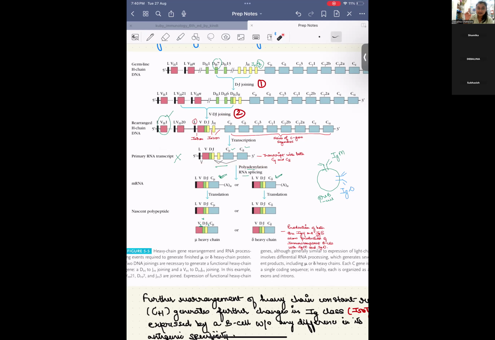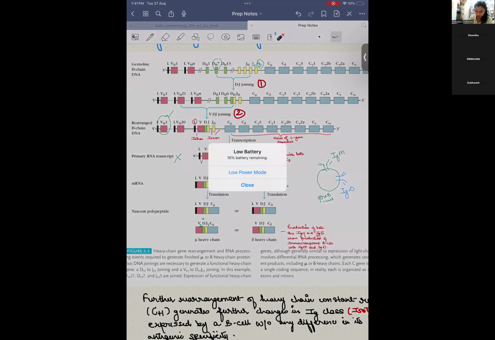But when antigenic selection has happened, when clonal selection has to happen, at that point this joining will not produce just IgM and IgD. It can produce IgM and IgD, but primarily the immunoglobulin that is getting produced in our body, we saw in the last class, is of IgG type. How is that happening?